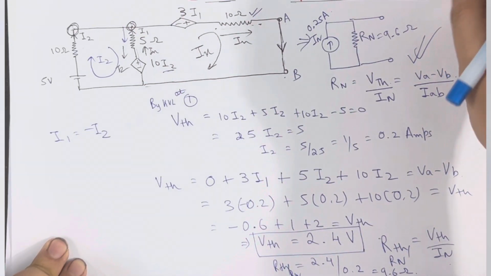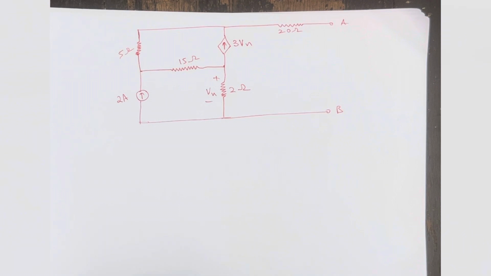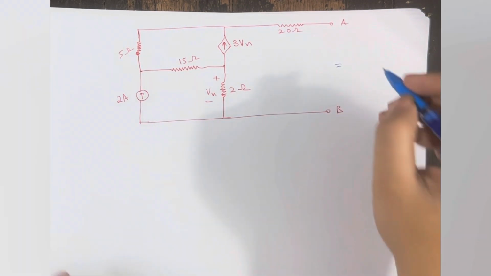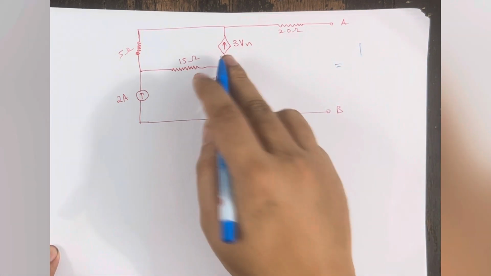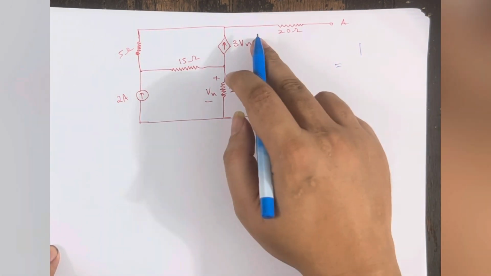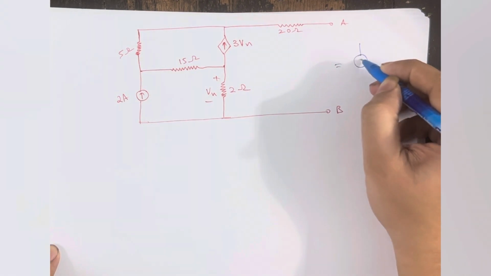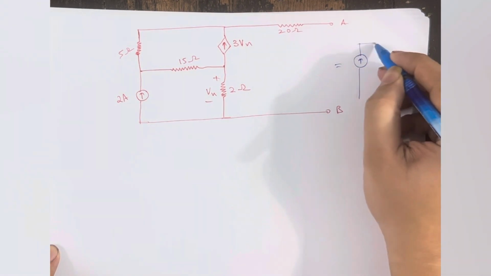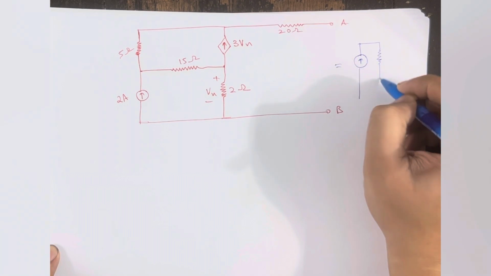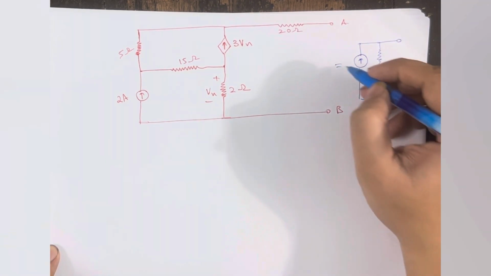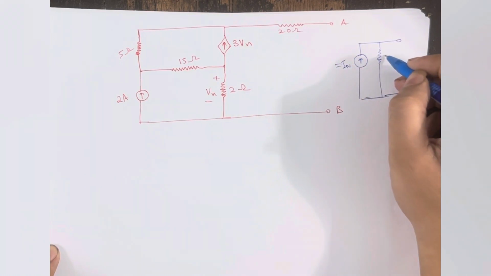So this is how we solve a circuit with a dependent source using Norton. Okay, now we have another problem, and we want to convert this circuit into a Norton's equivalent circuit. This has a dependent current source which depends on the voltage of the 2 ohm resistance. We will follow the same steps as in the previous question. So this is I Norton, this will be R Norton.